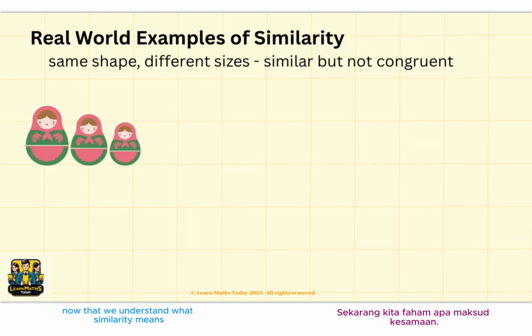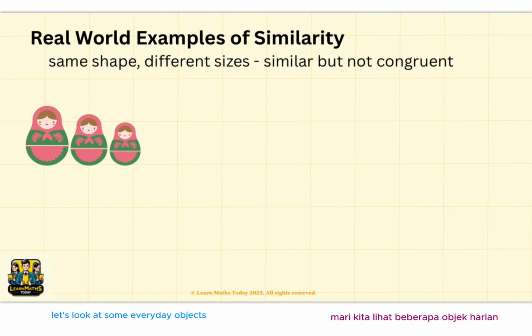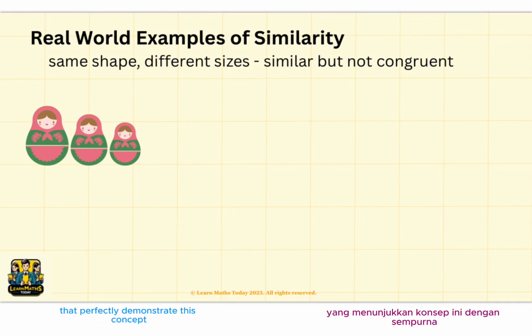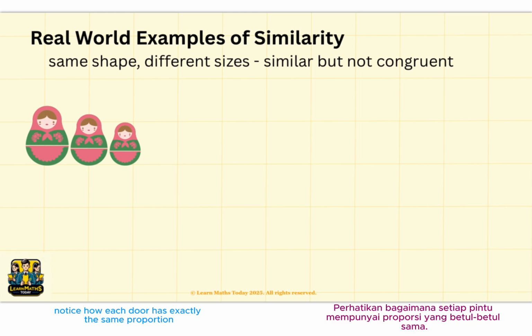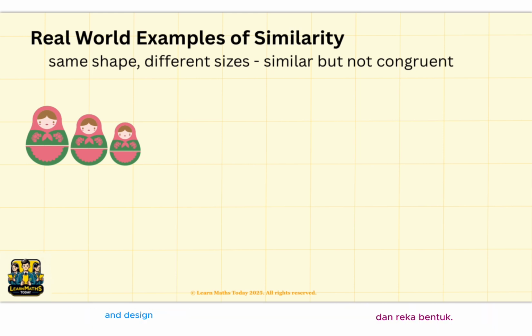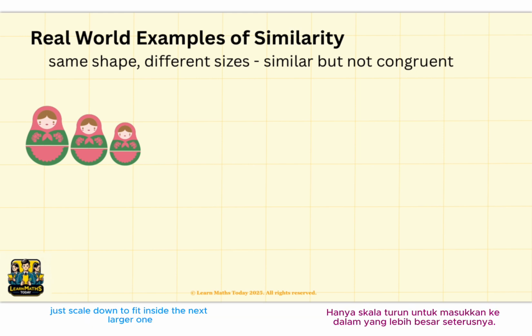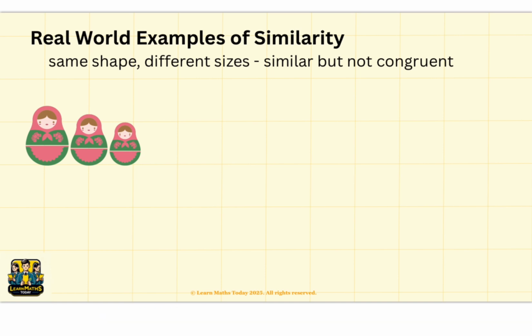Now that we understand what similarity means, let's look at some everyday objects that perfectly demonstrate this concept. Remember, we're looking for things that have the same shape but different sizes. First, let's look at these Russian nesting dolls. Notice how each doll has exactly the same proportion and design, just scaled down to fit inside the next larger one. The facial features, the body shape, the patterns maintain the same proportional relationship. This is a perfect example of similarity in traditional craft.